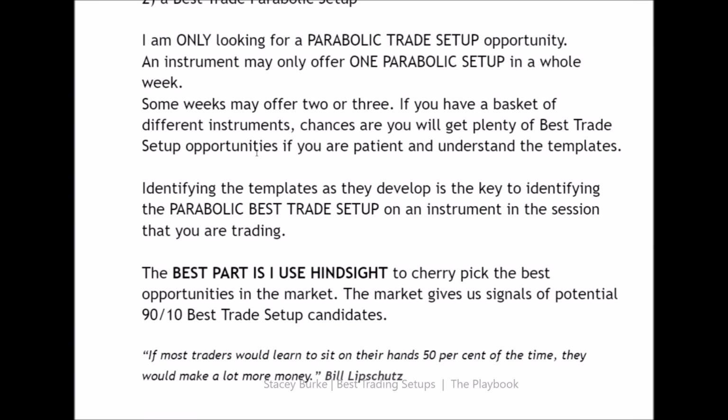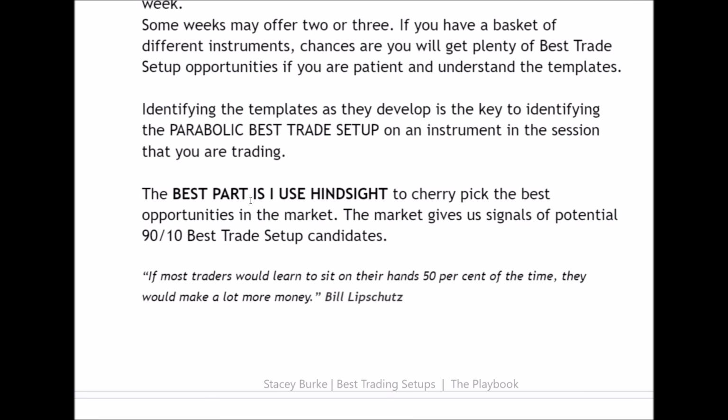Some weeks you may get 2 or 3 fantastic trades from one instrument alone. We saw that at the beginning of the month on the indexes. If you have a basket of different instruments, chances are you will get plenty of best trade setup opportunities if you're patient and understand the templates. Identifying the templates as they develop is the key to identifying the parabolic best trade setup on an instrument in the session that you're trading.